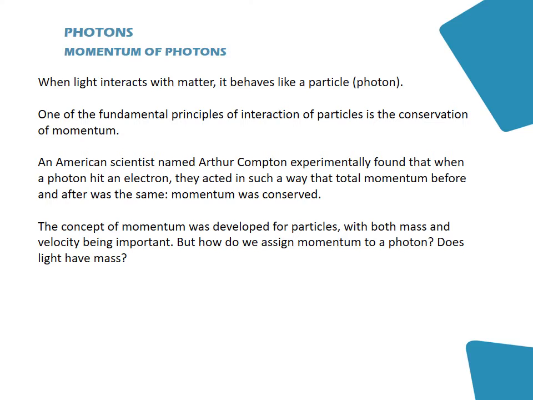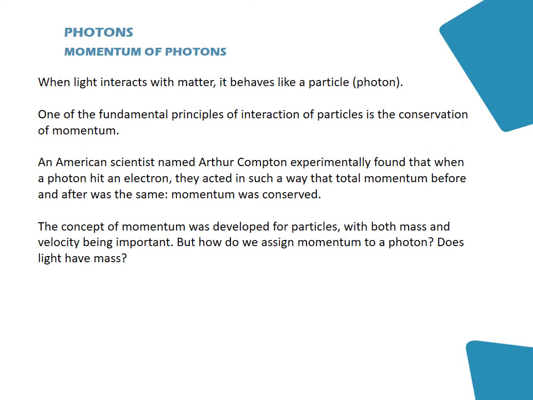Now, an American scientist, Arthur Compton, experimentally found that when a photon hit an electron, they acted in such a way that the total momentum before and after the collision was the same. So momentum was conserved. So you can almost imagine our more familiar momentum scenario with air hockey pucks moving on an air hockey table, and one of the incoming air hockey pucks representing the photon striking a second puck, which would represent the electron.